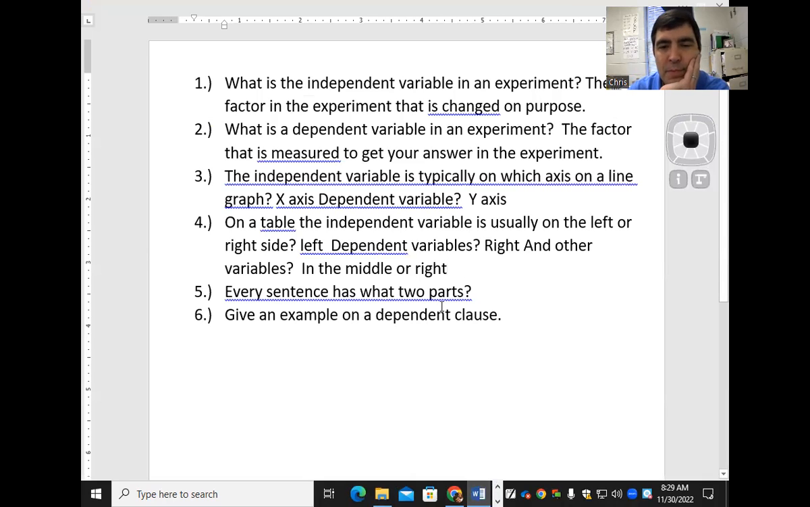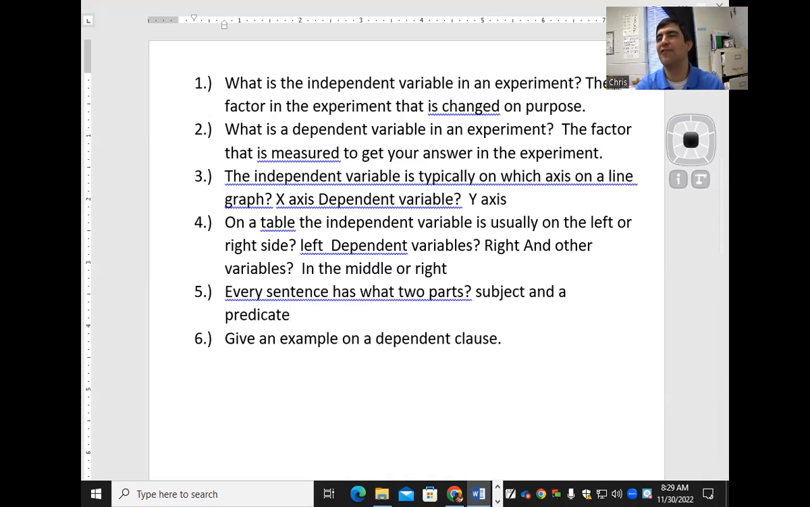All right. So we already said that. Every sentence has two parts. What are the two parts? Yes, a subject and a predicate. If you can identify the subject and predicate of a sentence, then you know what the sentence is about. But if you can't identify the subject and predicate, then you probably don't know what that sentence is about. The subject is who the sentence is about, and the predicate is what that subject is doing or what's being done to it. Okay? What is it doing? And so the subject and predicate.